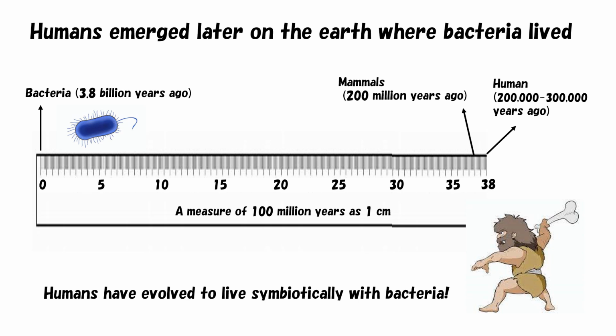in the above figure. What we want to convey is that human beings are creatures that appeared on the Earth after bacteria had already been present. So, humans also struggled with infections with pathogenic bacteria, however, they have evolved to live symbiotically with bacteria over a long history.